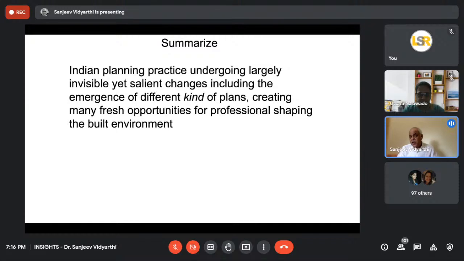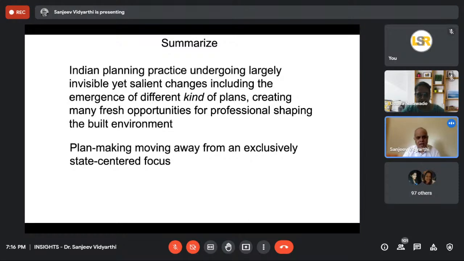So as architects, if you pay attention to this, you could seek opportunities with all this major planning and fiscal investment going on, rather than saying we need to branch out, we need to diversify our profession. And this is one way to think about it. Plan making is moving away from an exclusively state-centered focus.